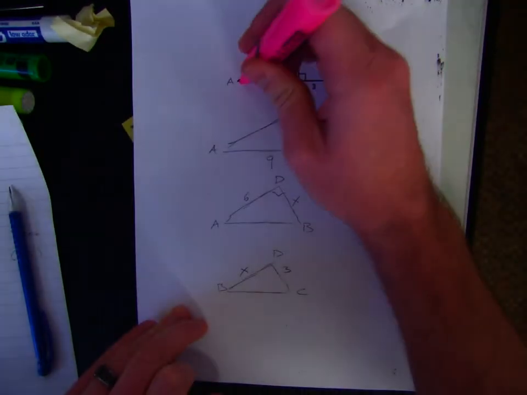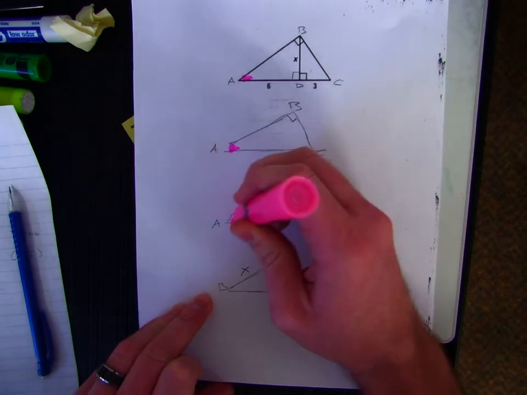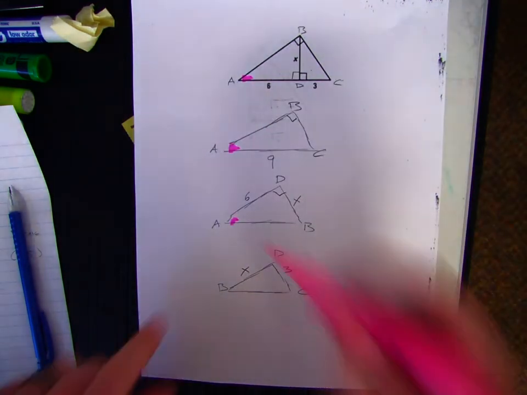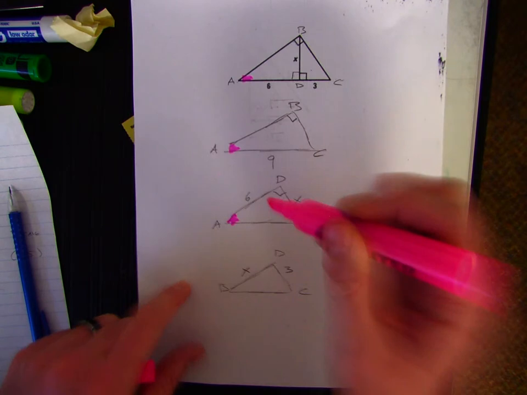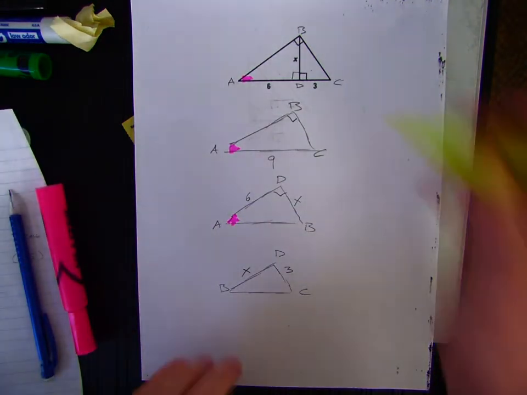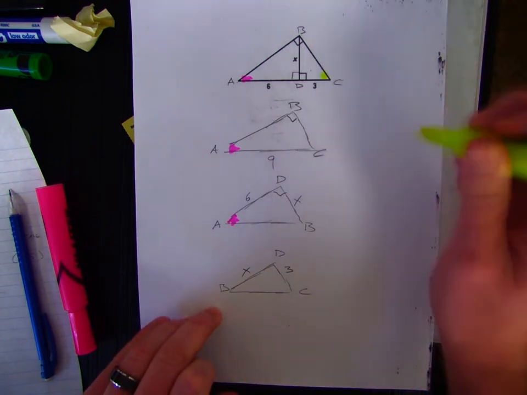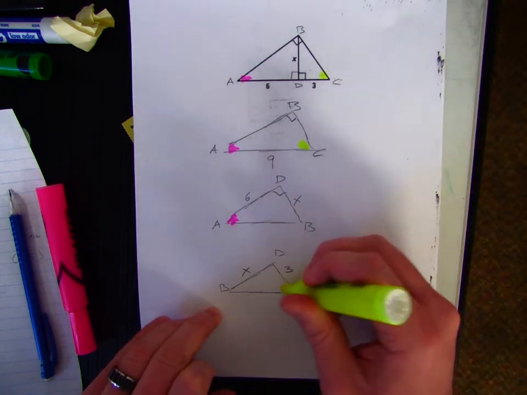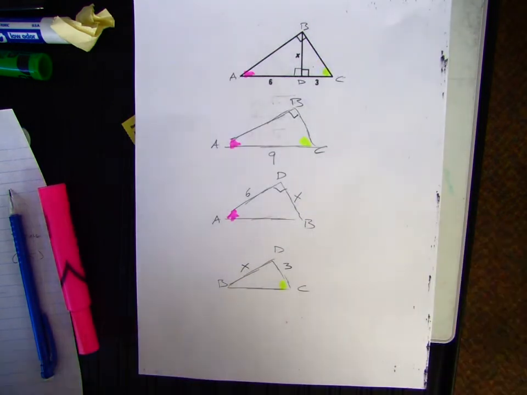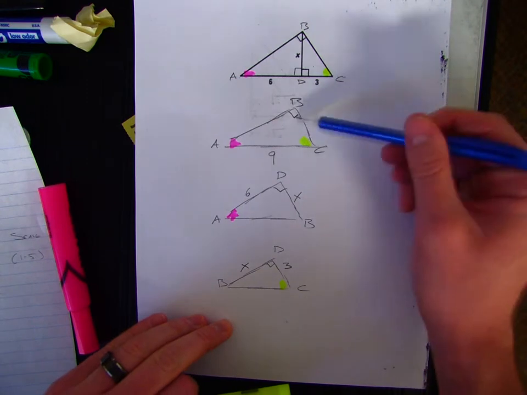I know that angle A is in both my first triangle and my second triangle. So I'm going to use a highlighter just to mark those congruent angles because I think it's a little easier if we color code it. I also see that angle C is in both my initial triangle and my smaller triangle. And then all 3 triangles have that right angle.